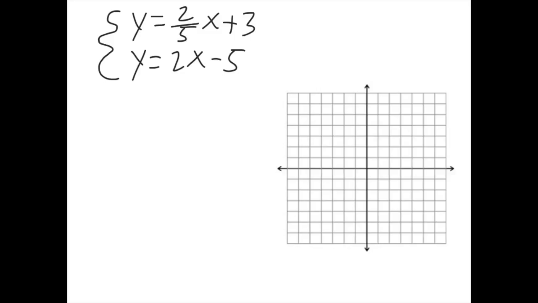So first, let's graph them. Let's look at the first equation, and just so we can tell the equations apart, I'm going to put the first equation in red and the second equation in blue, and mark those so we know which is which. So the first equation, we have 2/5 x plus 3. The plus 3 is your y-intercept, remember? So we need to go up 3 and plot our first point.